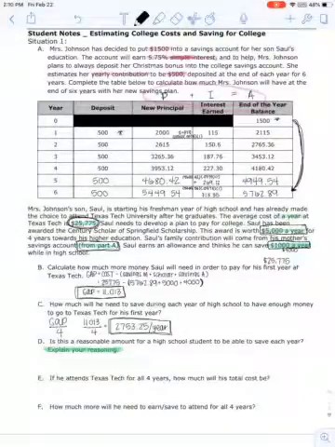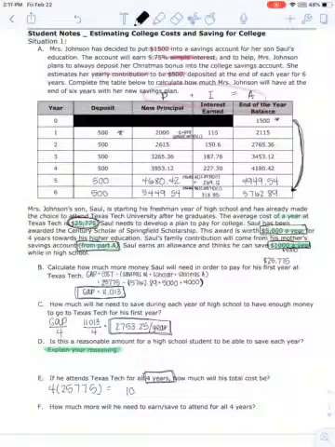If he attends Texas Tech for all 4 years, how much will his total cost be? Well, we know the cost for 1 year, so we're just going to multiply that by 4 because it's for 4 years, and we know the cost per year. So then we're just going to do 4 times $25,775, and when you type that into your calculator, you get $103,100. So that's our answer for Part E. Pretty easy here. We're just multiplying by 4.